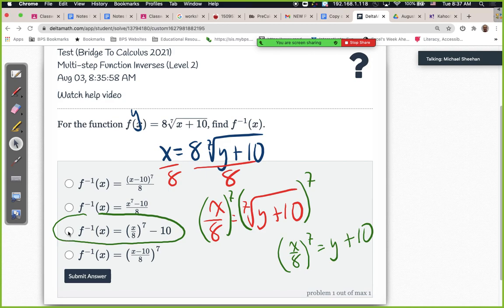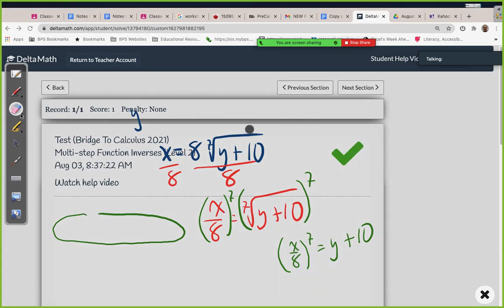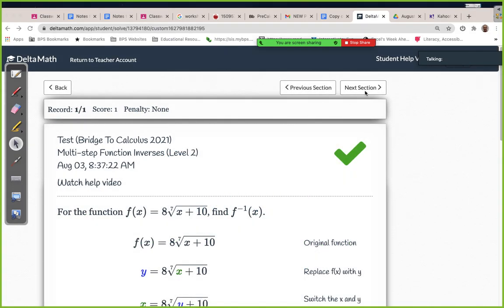Questions on this one? Let's move on. Next section.